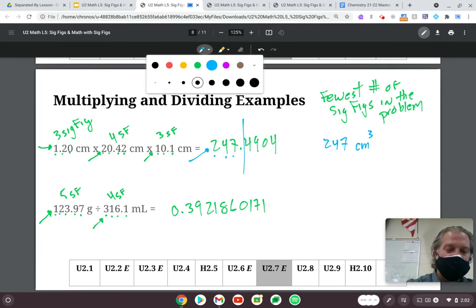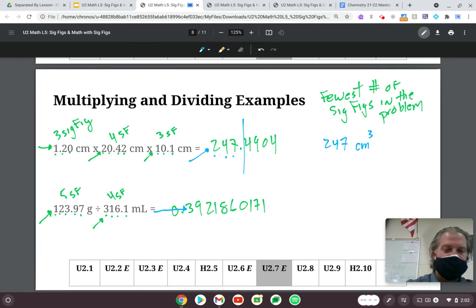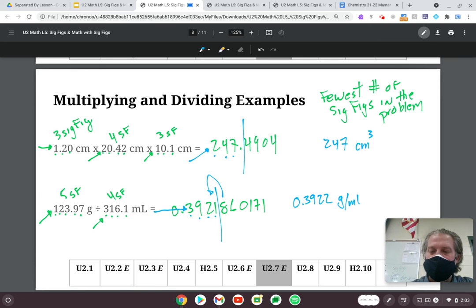So I'm going to draw an arrow and start counting. I got to my first non-zero digit. 1, 2, 3, 4. I draw a line to help me remember what to round, and I see that 8 will round that 1 up. So my final answer is going to be 0.3922. Now my unit this time is going to be grams per milliliter, because nothing happened. I divided them, so they didn't really change.